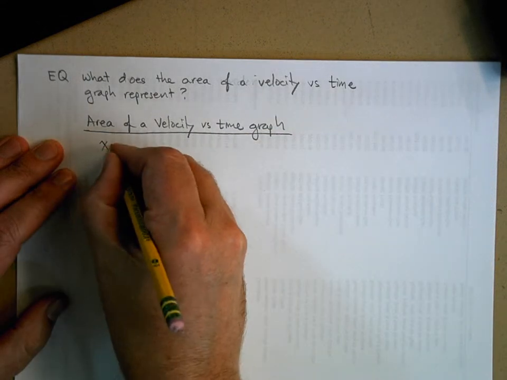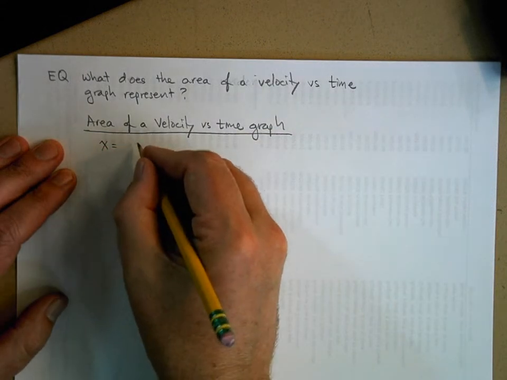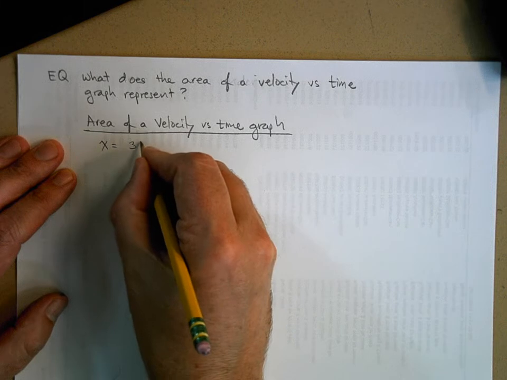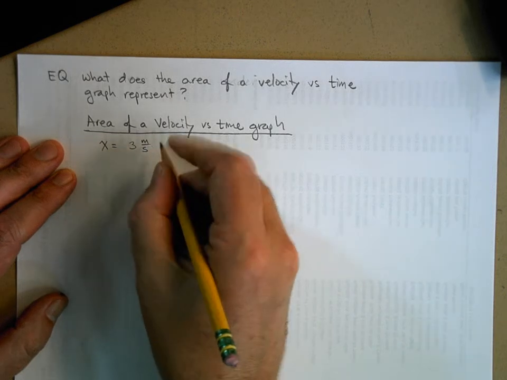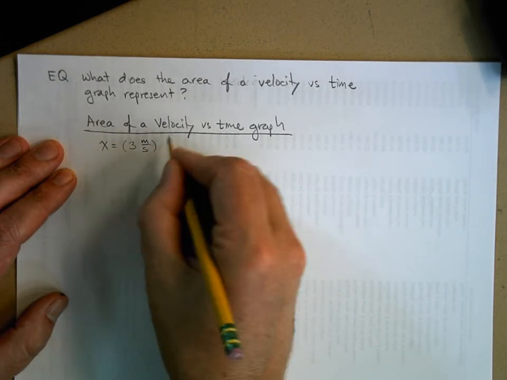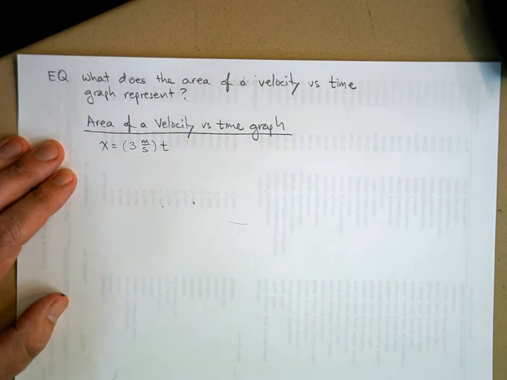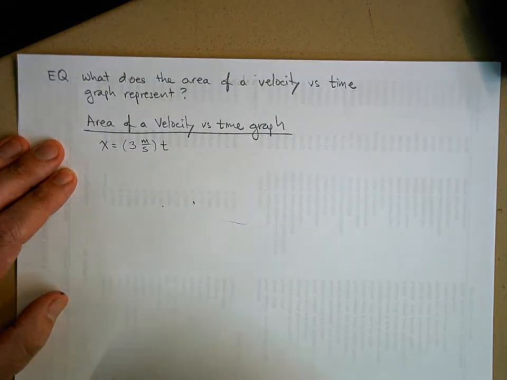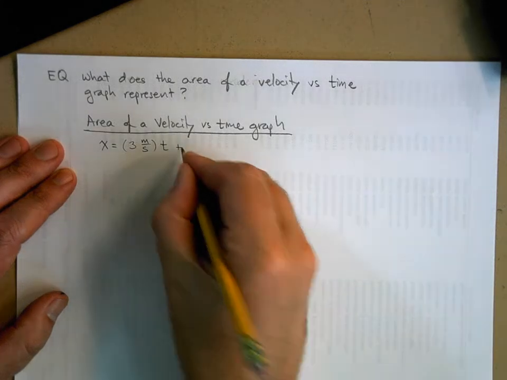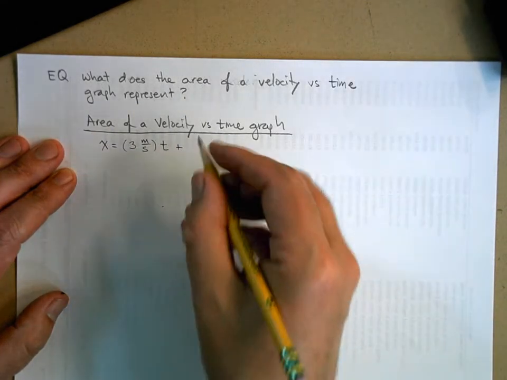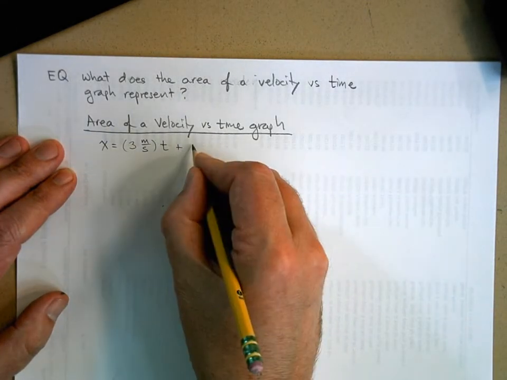So let's say I have x equals 3 meters per second times time, and then we'll plus 5 meters.